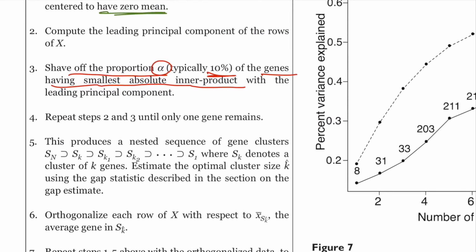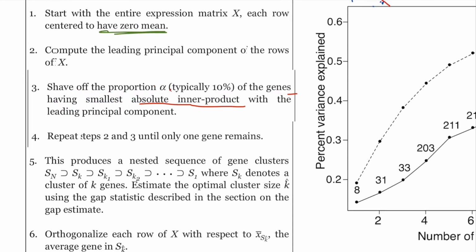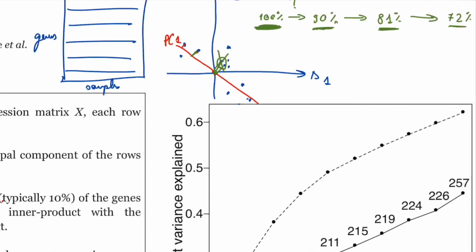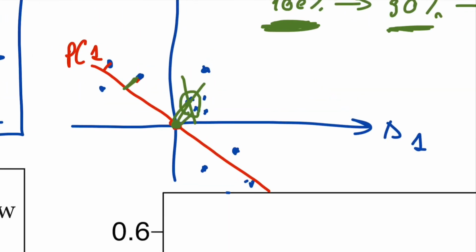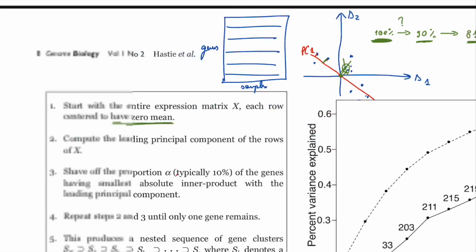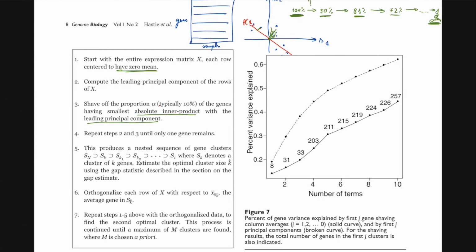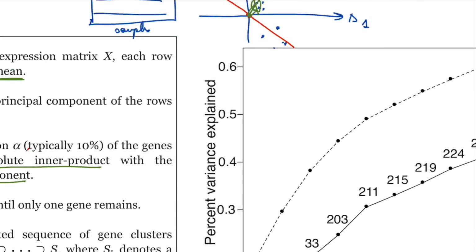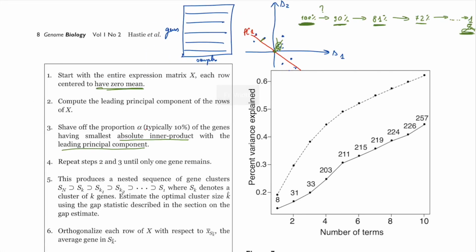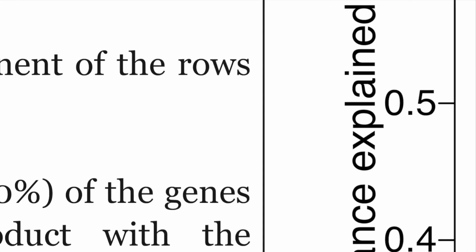So after we remove this 10% of the genes, what I told you intuitively, that you want to remove those which contributed the least to the variance, can be computationally captured as the absolute inner product with the leading principal component. Now, why the absolute inner product? Let's maybe talk 10 seconds about why.